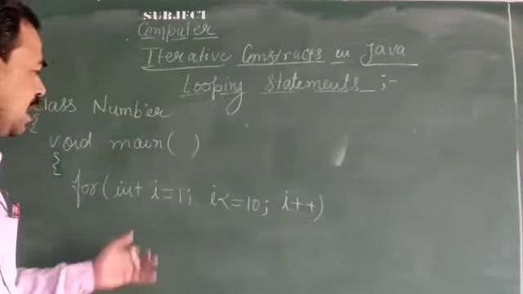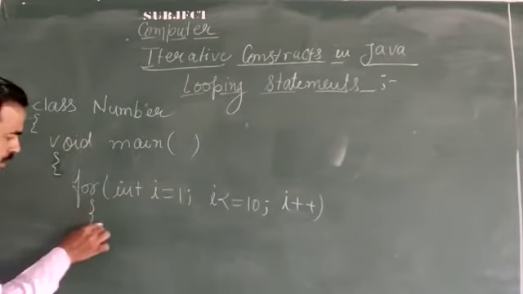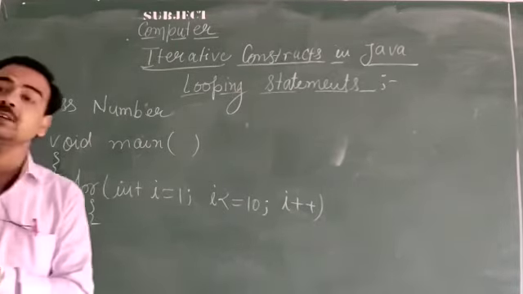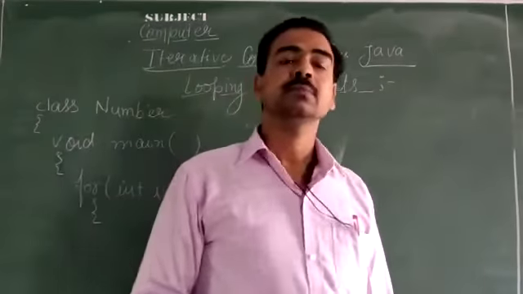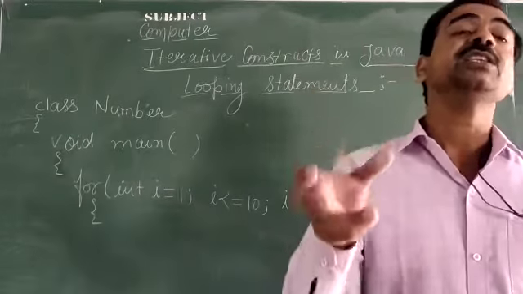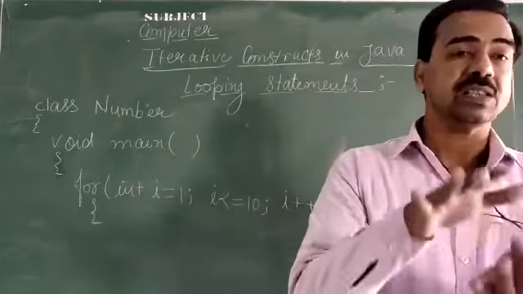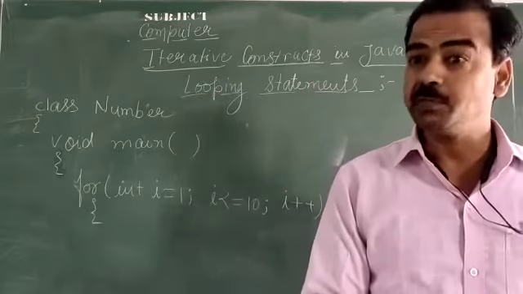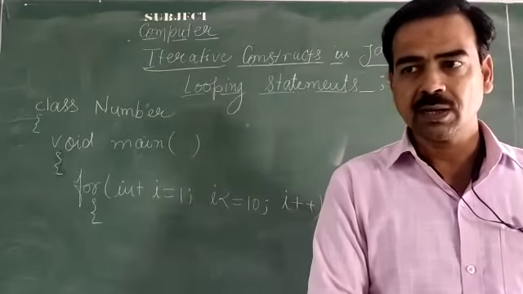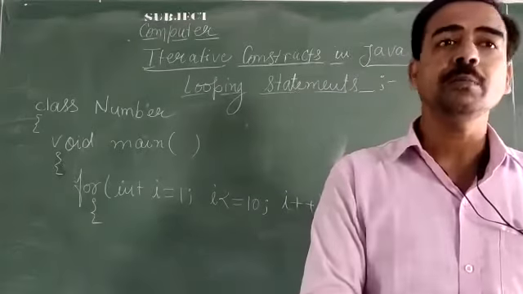So after applying the loop, here open curly bracket for loop, one thing I would like to tell you, that for is also a block statement. Now what is the definition of block statement? The statement which contains some more statements. Those statements are called block statements.